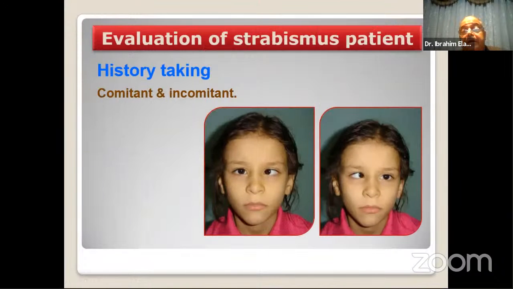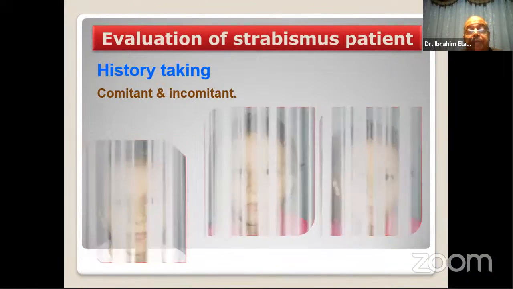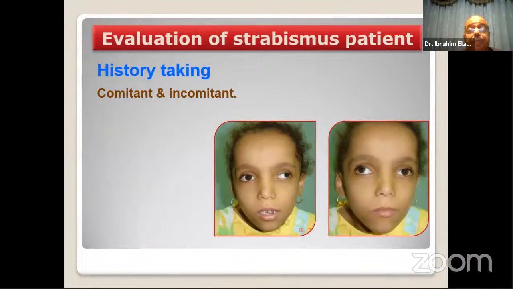Also, is the strabismus comitant or incomitant? Comitance means there is free ocular motility. Incomitant means there is a restriction, either restrictive or paralytic. This is a comitant esotropia after surgery. This is a comitant exotropia.